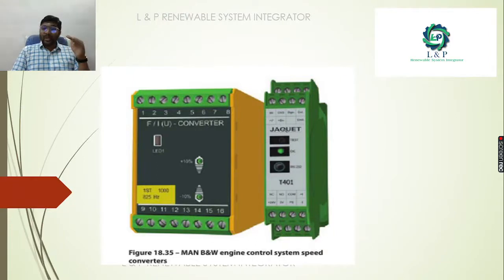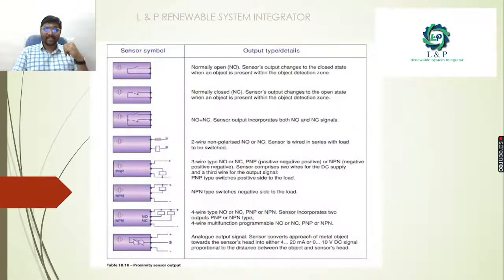Even to control the engine speed, we are using a speed converter. It will convert the speed into a required current. It can be 4 to 20 milliamps, or it can be a voltage, or we can also convert the speed into hertz.